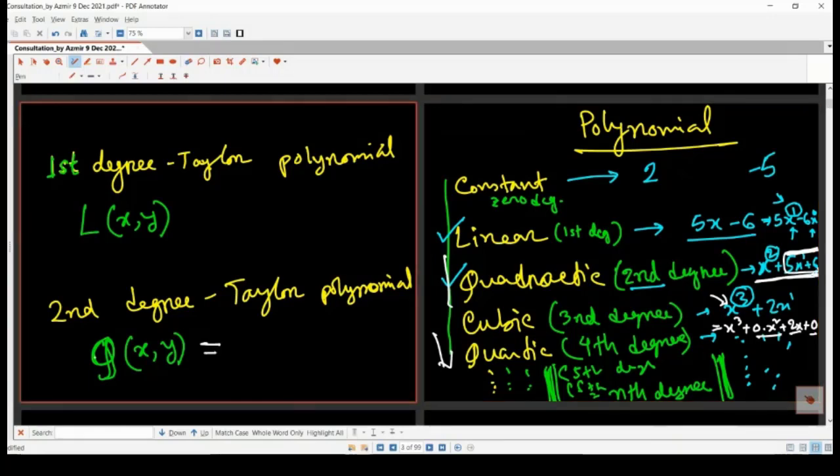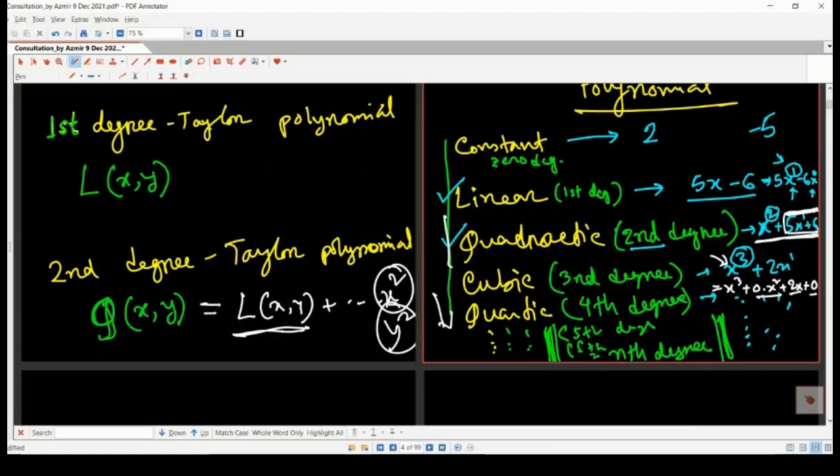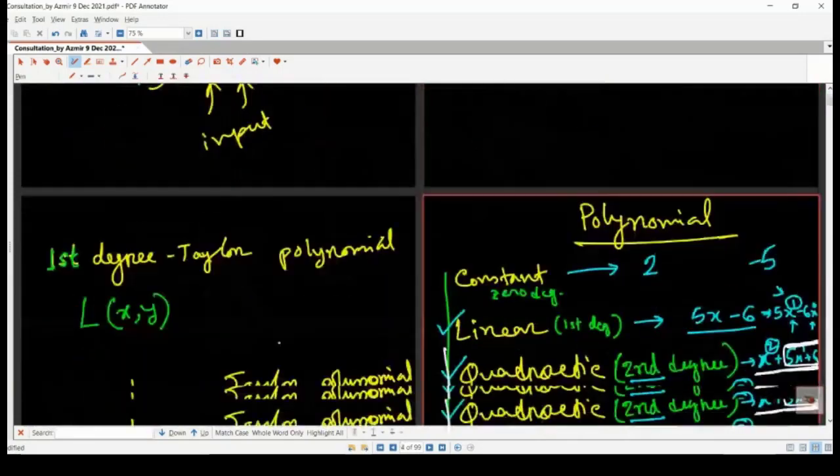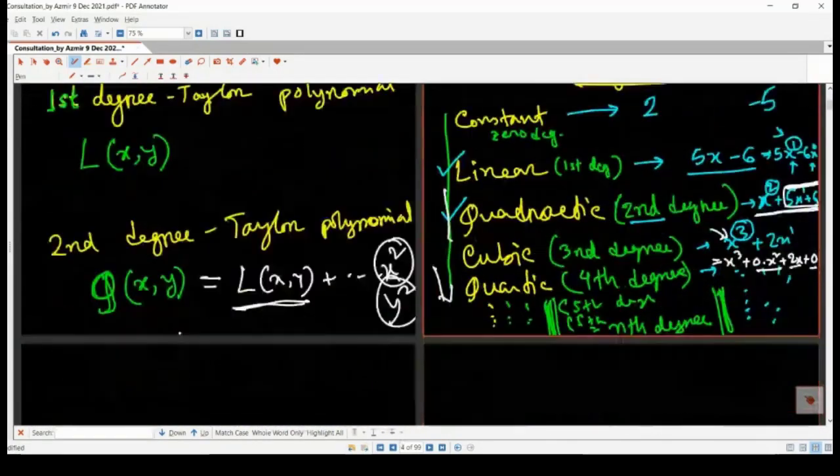Whenever we find quadratic, at first there is L of x comma y, then something other with x squared or y squared terms. Okay, but you need to understand that if we have to find second degree Taylor polynomial, then at first we need to find the first degree Taylor polynomial, or L of x comma y. So now I am going to write the formulas for first degree and second degree Taylor polynomials.